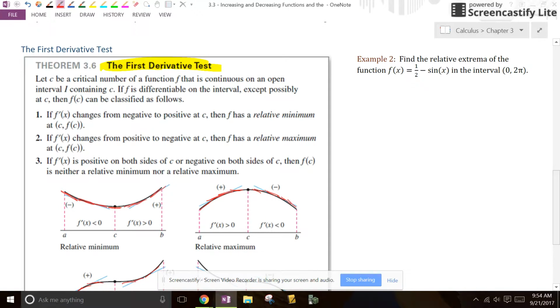I don't know what that looks like. Well, I kind of do. It's a sine graph that's inverted and it's shifted up a half. But I want to know what the extrema are for that graph. So let's find out where the critical points are.